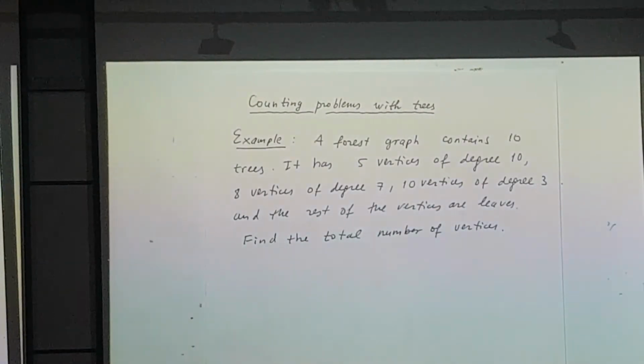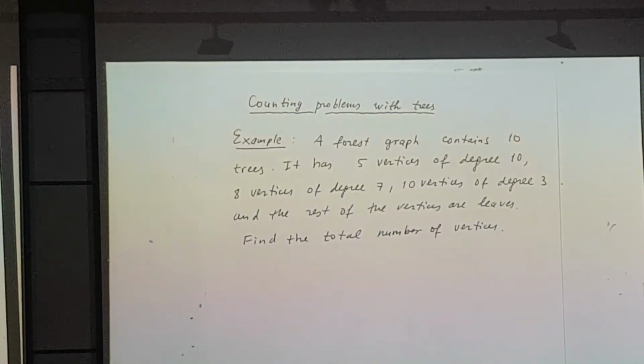All right, so let's start by introducing notations. The fact that we have a forest graph means that we have several connected components, in this case 10, so 10 connected components in a disconnected graph. And each of these connected components is a tree. So we need to somehow convert this information into an equation.